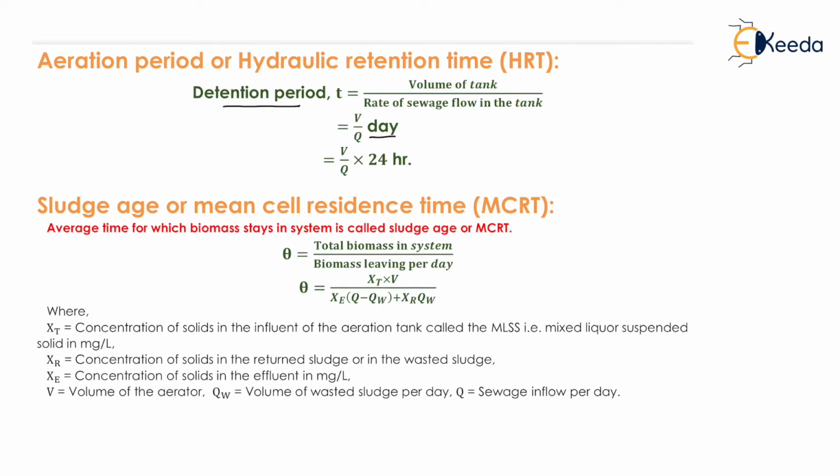So we just convert this day into hour by multiplying with 24. That will be the aeration period or hydraulic retention time. Now the next will be the sludge age or mean cell residence time.